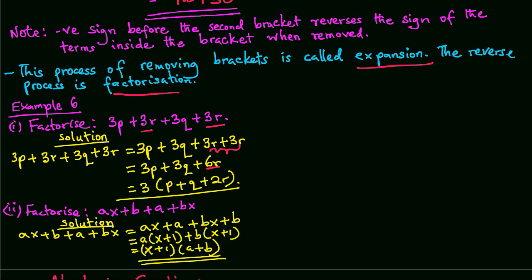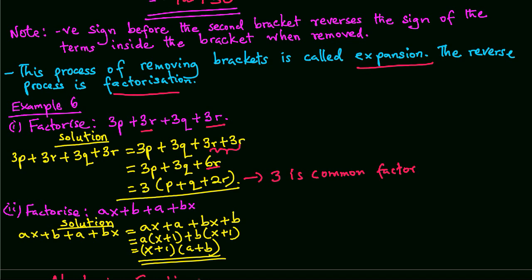And then since 3 is common, 3 is the common factor, so we factor it out, and therefore inside the bracket we'll be left with p plus q plus 2r. So the answer is therefore 3 into p plus q plus 2r.